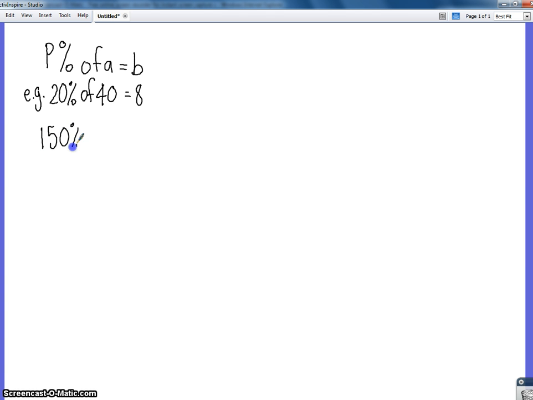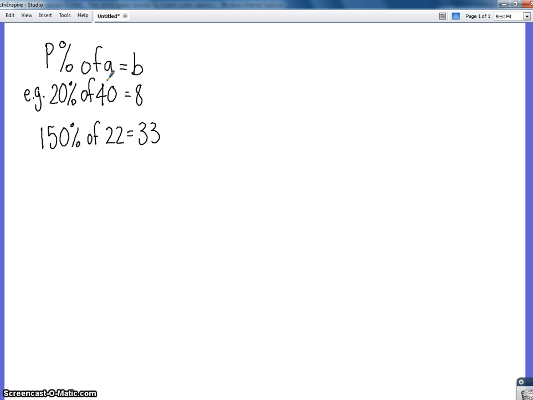So question 18, consider the equation P percentage of A equals B, and then they give you an example, 20% of 40 equals 8, and then they give you another example, 150% of 22 is 33. Now what do you notice is the difference between these two numbers?